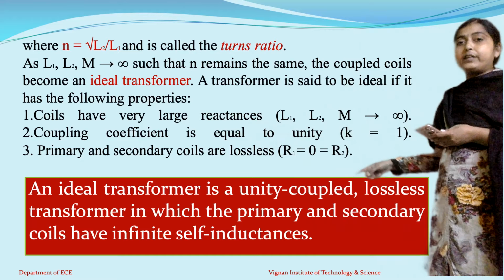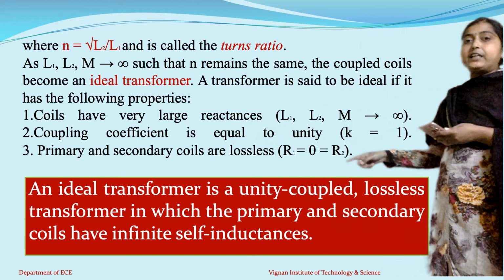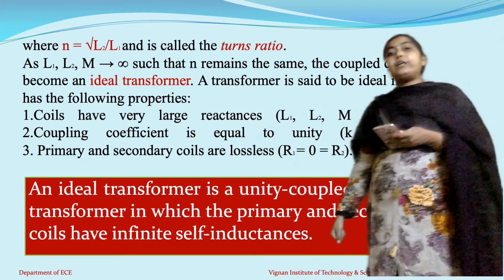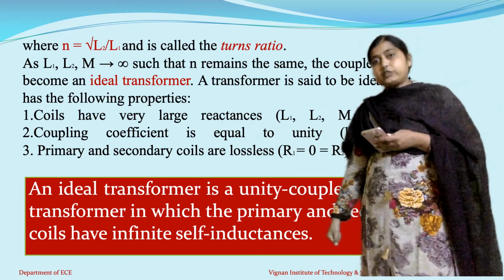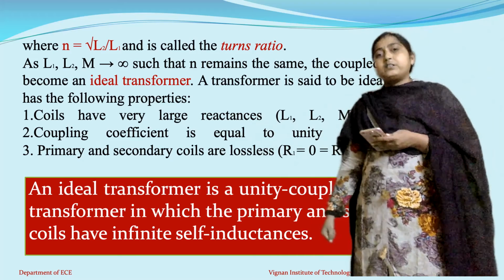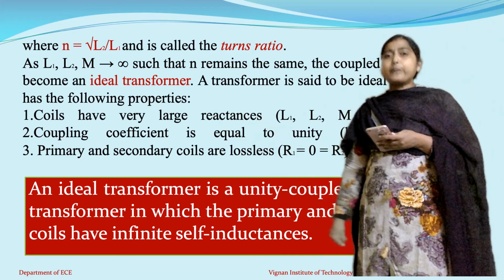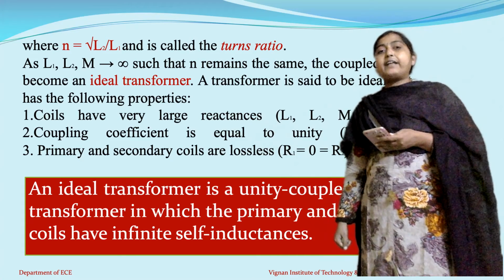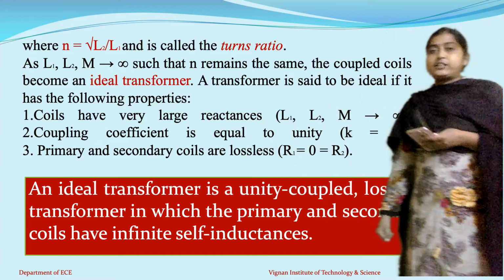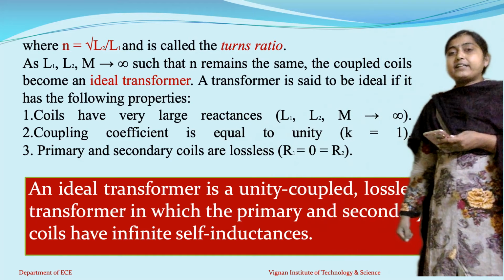And the third property is that the primary and secondary coils are lossless. Lossless means that R1 and R2 will be equal to 0. When there is no resistance, then we say that there is no power loss in the transformer. Now, based on all these properties and the condition that we have derived, let us define an ideal transformer. So, what is an ideal transformer here?